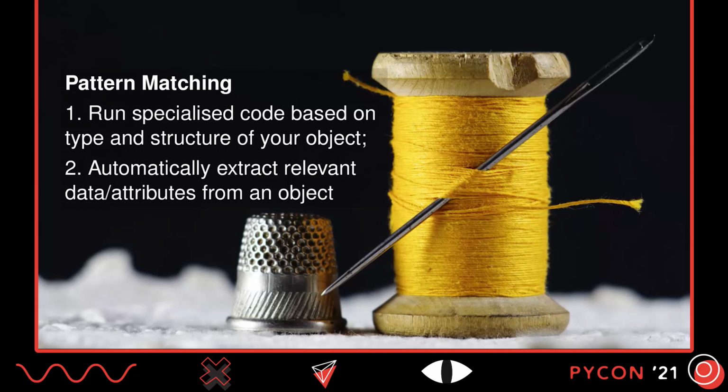Since checking the type and selecting code based on the type is usually one and the same, we could say that pattern matching does two things for you. It selects some specialized code to handle and process data of a specific kind, of a specific type or structure, and it automatically extracts the relevant data or attributes information from the object that you provide, so that you can go ahead and concentrate on what's really important.